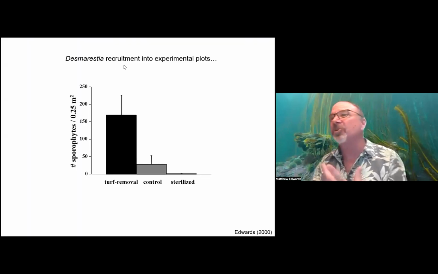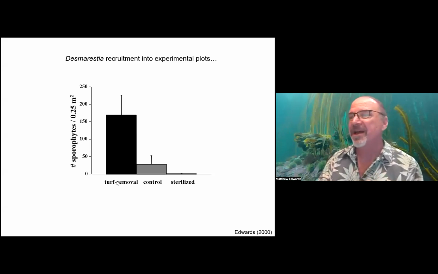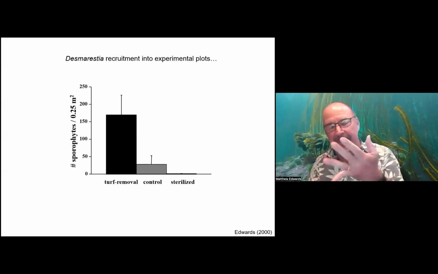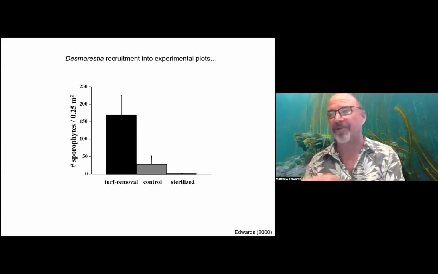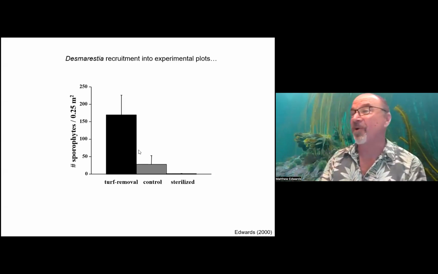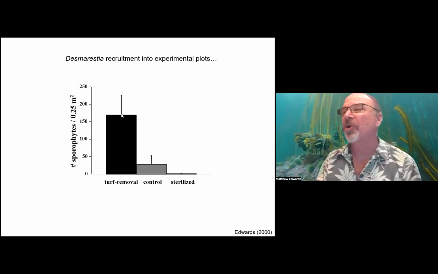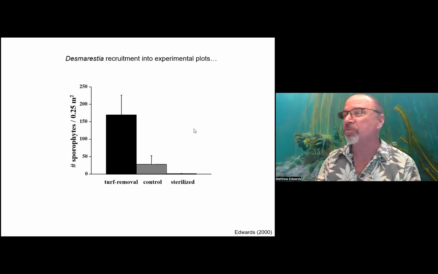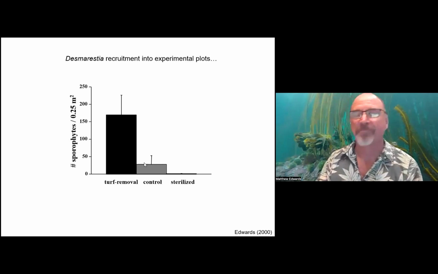And in fact, if you look at Desmarestia recruitment, where we just removed the turf, now there's no kelp canopies, no turf algae to interfere with it. Desmarestia sporophytes were up to 150 to 200 per quarter square meter. We're talking 600 to 800 per meter squared. Where we had the controls, where we had the turf intact, much more reduced, but still heavy recruitment.